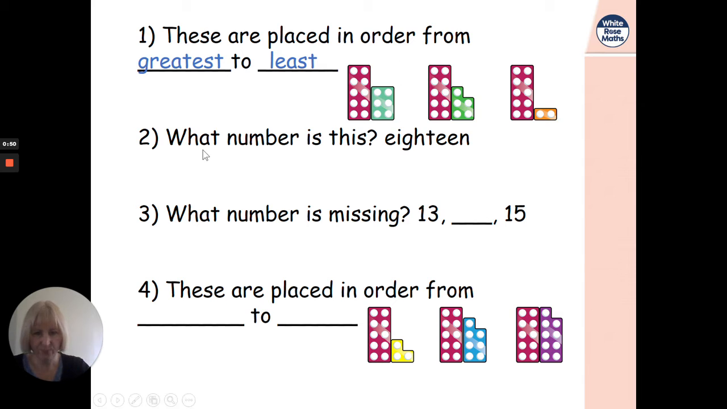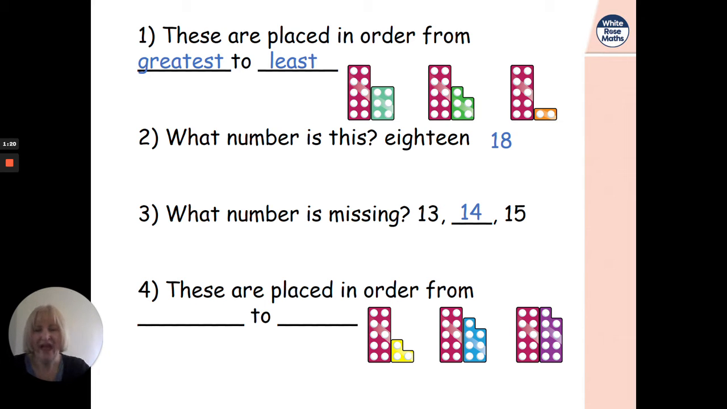Yes. Number 2. What number is this? It's a number word we have to read. And that's a tricky word to read. We can't Fred talk it. We have to know that the first part of that number is 8. 18. Number 3. What number is missing? 13, 15. 13, 14, 15.